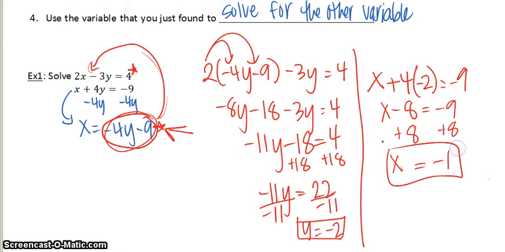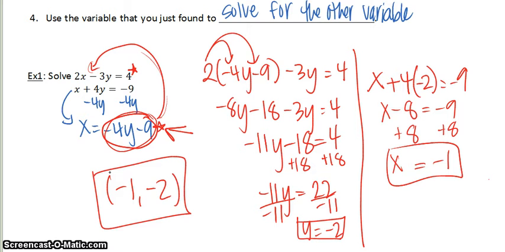So once we have that, we have our coordinate point. We have an x and a y, so we have -1, -2. So if you were to graph it, that is where they would intersect. There you have it.